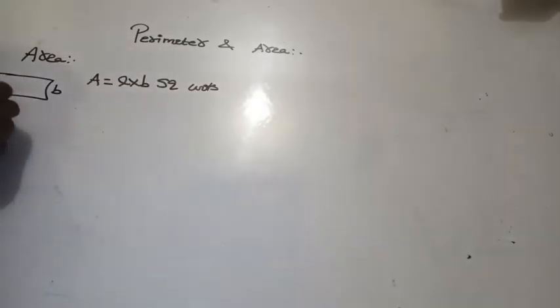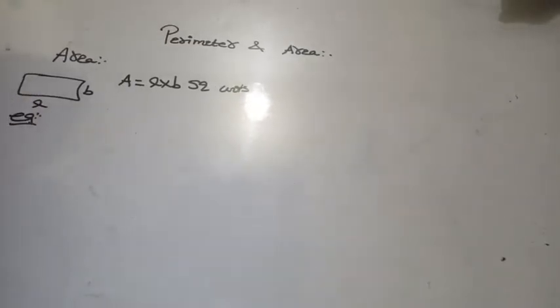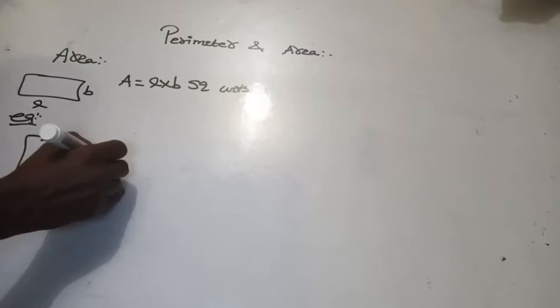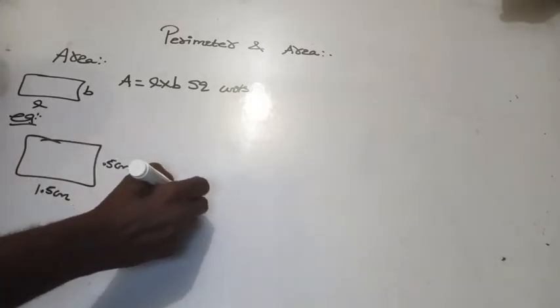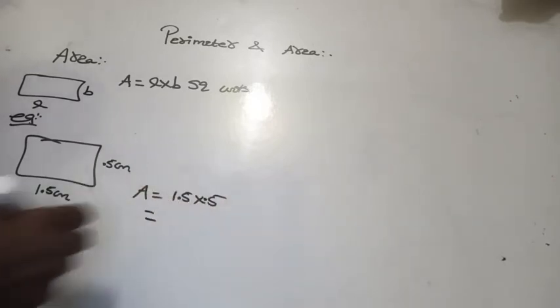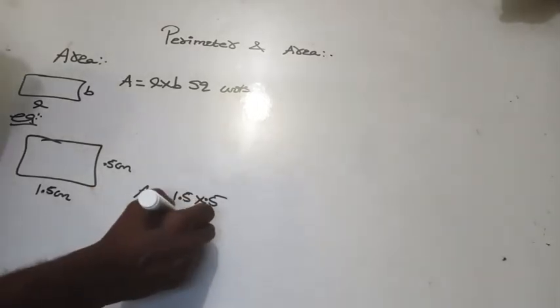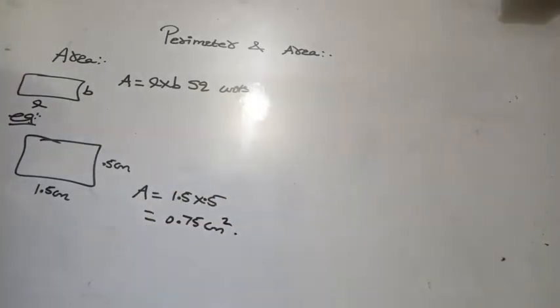For example, length is 1.5 centimeter, breadth is 0.5 centimeter. Then what will be the area? 1.5 into 0.5. Then 15 5s are 75, so it will be 0.75 centimeter square. Am I right, dear? Yes.